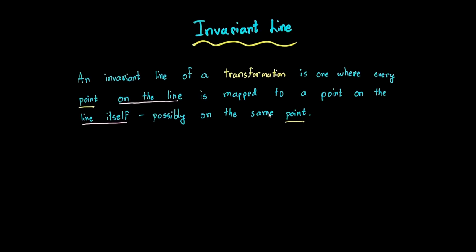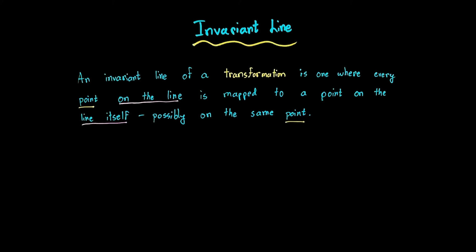Last week we did talk about invariant lines, and we said that every point on the invariant line is mapped to the point itself. But that isn't entirely correct. The true definition of an invariant line of a transformation is one where every point on the line is mapped to a point on the line itself. So you see, the definition we used in the last video is still technically correct, because if a point is mapped onto itself, then it still lies on the invariant line, right?